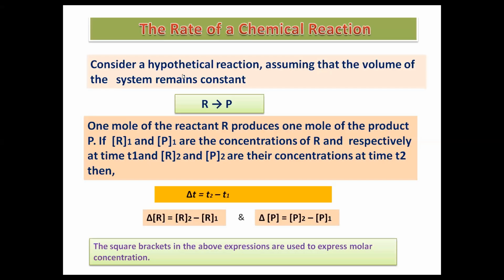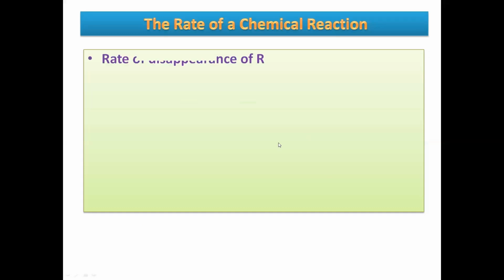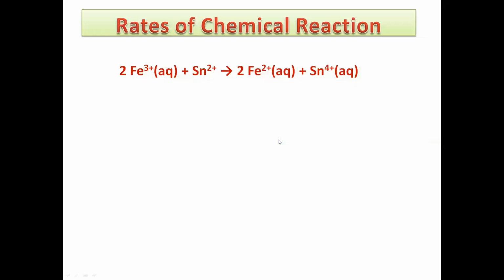So we have seen right now what is called the rate of reaction and how to write the rate of a given chemical reaction. So now rate we have understood very clearly. Now consider a very typical example: 2Fe3+ ion plus Sn2+ ion reacting and forming 2Fe2+ plus Sn4+ ions. Now if this reaction is given to you, how do you write the rate of this particular reaction?